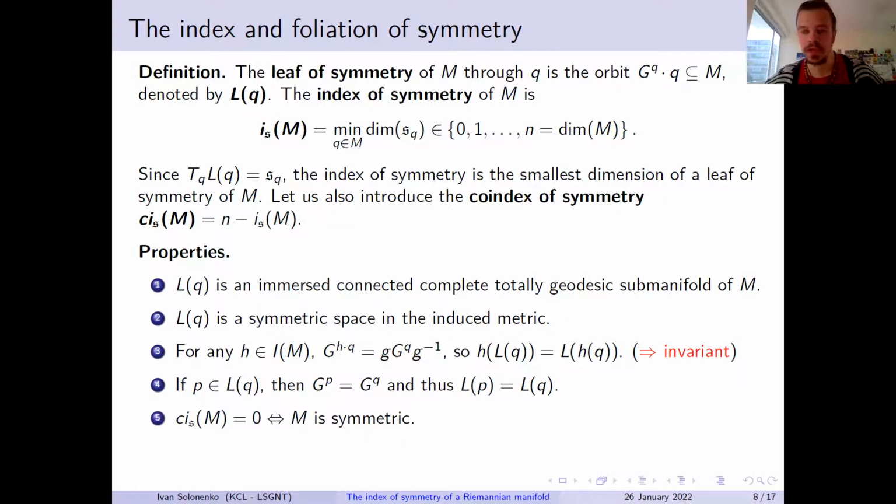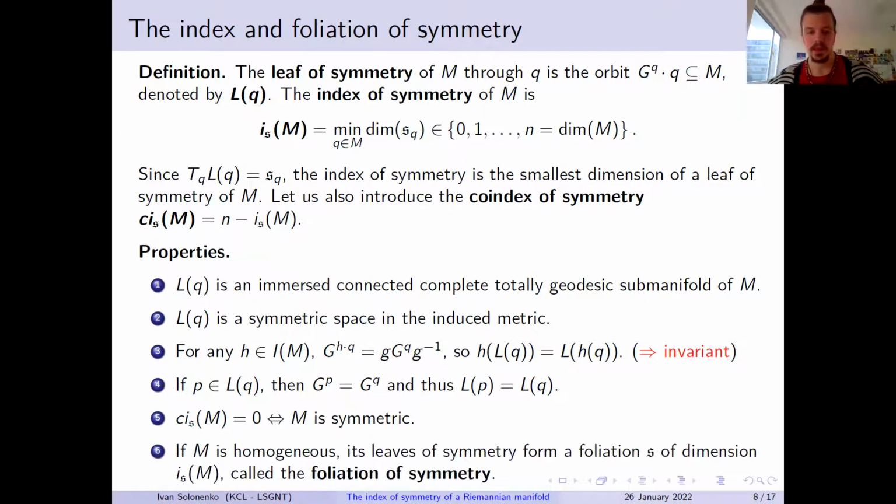And we also know, we've already shown this, that the co-index of symmetry of M is 0. In other words, the index of symmetry of M is maximal, the dimension of M, if M is a symmetric space. We showed this at the beginning. And finally, if M is a homogeneous Riemannian manifold, then its leaves of symmetry are all of the same dimension, because any leaf of symmetry is mapped onto any other leaf of symmetry by a corresponding isometry. So all the leaves of symmetry together form a genuine foliation where each leaf has the dimension which is the index of symmetry of M, and we call it the foliation of symmetry, not surprisingly.